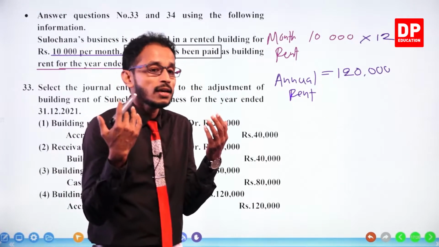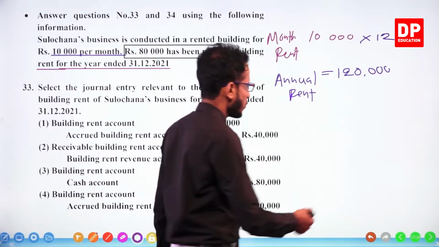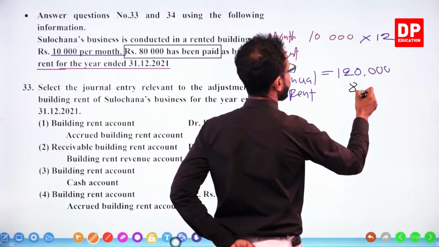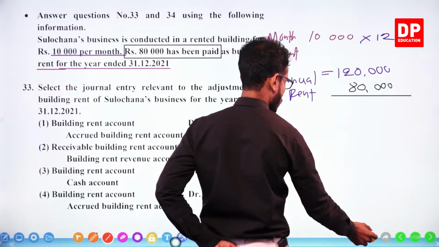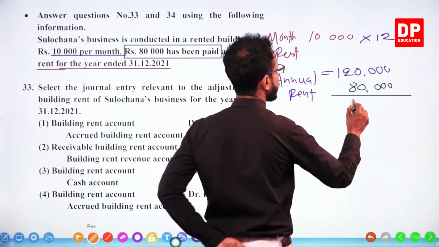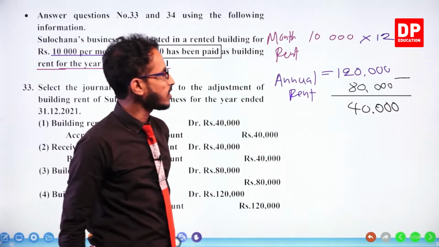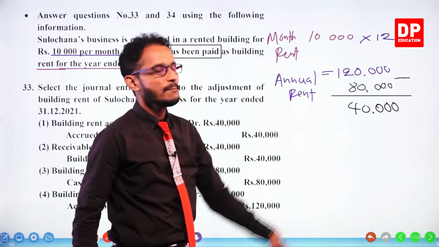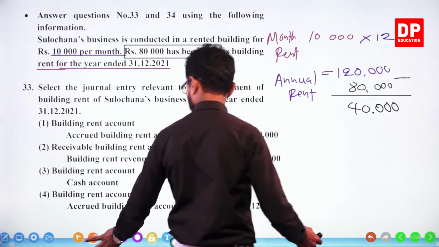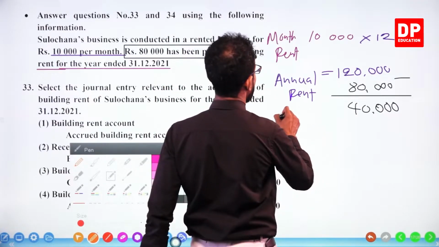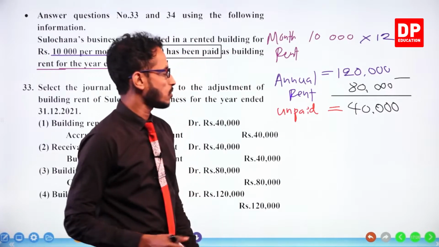How much is accrued? Now you have the answer. 80,000 is paid. If 80,000 is paid, how much is accrued? 40,000 is accrued. Out of 120,000 annual rent, 80,000 is the paid rent. 40,000 is the unpaid rent. Unpaid means accrued. 40,000. Or you can say accrued.